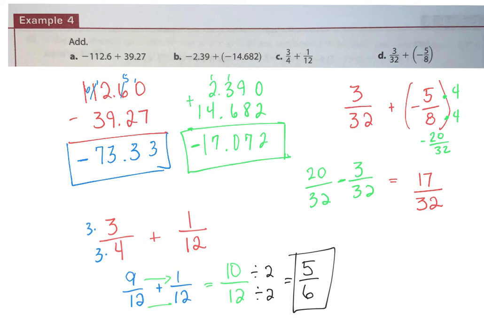Now I go back to my original. Which of these was my larger absolute value? The 5/8 was, because when we got a common denominator, then we could easily see that was actually larger, right? So not until you get a common denominator can you always tell which fraction is larger. Once we got the common denominator, we saw, oh, negative 20 is obviously bigger than 3. Because my larger number was negative, my answer must also be negative. So this answer is going to be negative 17/32.